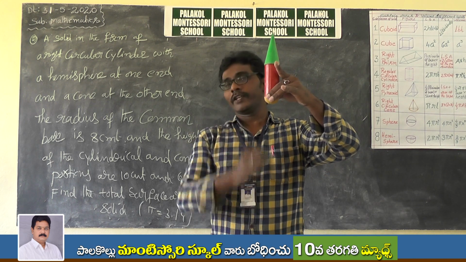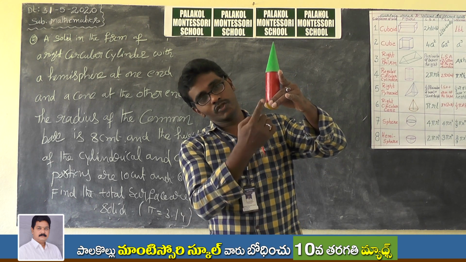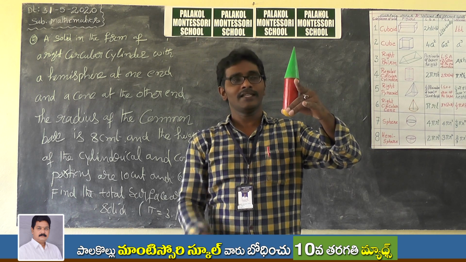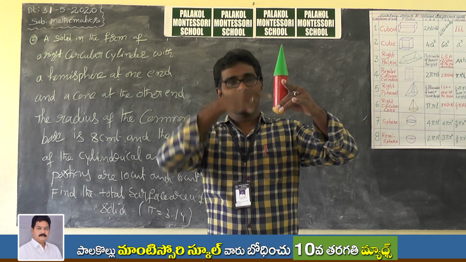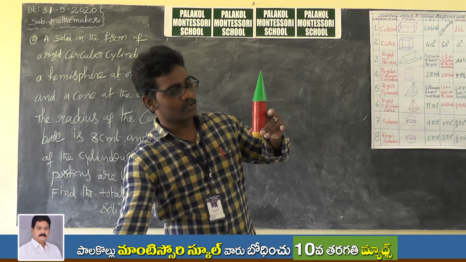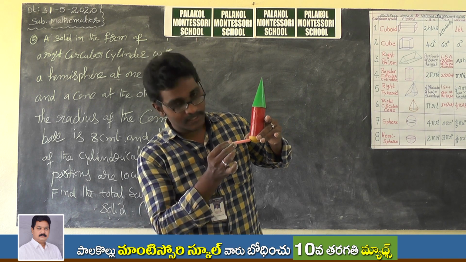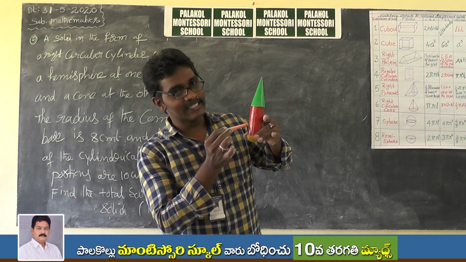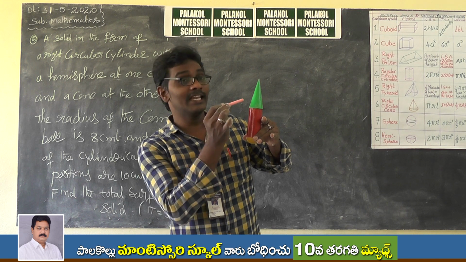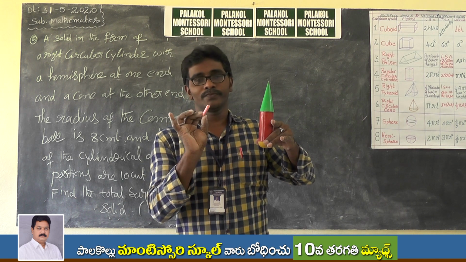One end is joined to a cone, and the other end is joined to a hemisphere. This is a combination. Guys, please observe this combination. This is the hemisphere, yellow color. This red color is the cylinder. Green color is a cone.